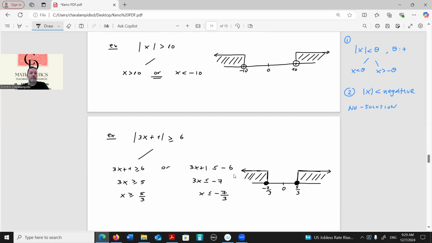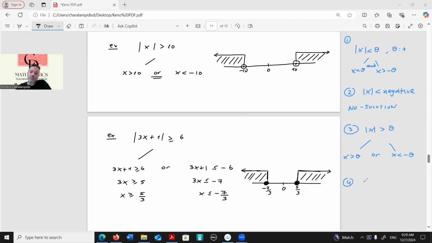Remember that we only have these cases. The absolute value of an expression being smaller than a positive means that the expression is smaller than theta and the expression is greater than negative theta. Absolute value of x less than something negative? Never. That can never happen. On the other hand, absolute value of x greater than something positive means that x is greater than theta or x is less than negative theta.